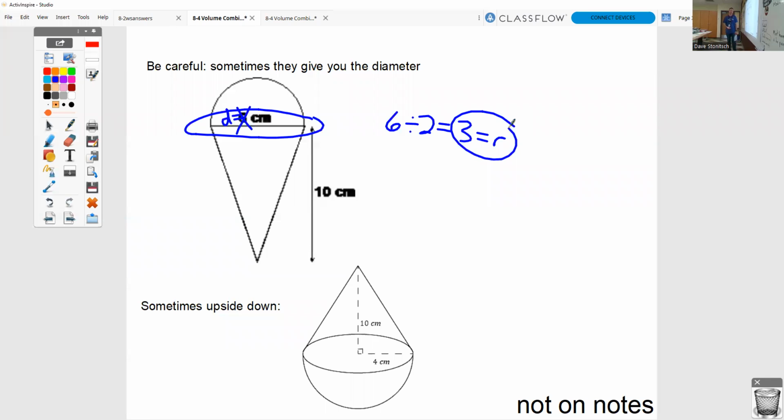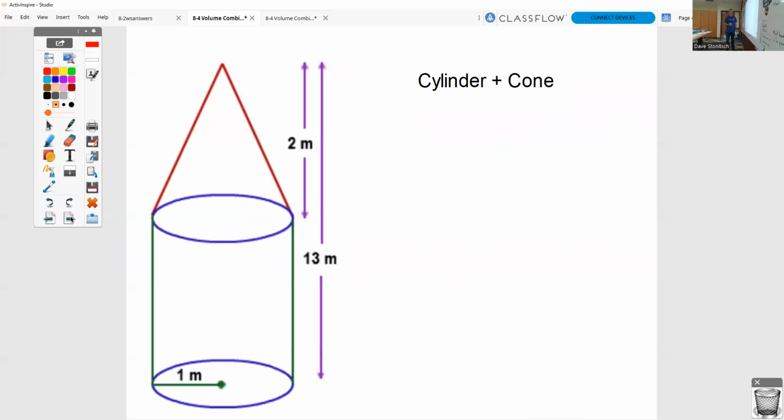Sometimes they'll also try and trick you by writing things upside down. Notice this time it's a cone on top of a hemisphere. So you just got to be very, very careful on what they give you.